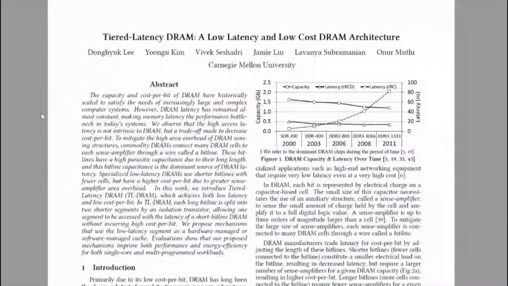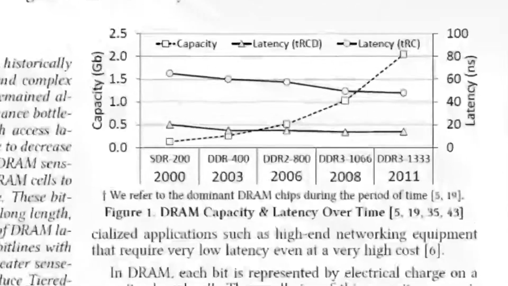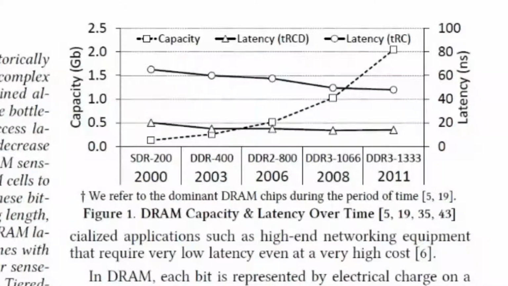So this paper is called tiered latency DRAM, or we will say TL-DRAM throughout this discussion. The main idea of this paper is to reduce two time constants, called tRCD and tRC. I hope you remember what these two time constants are. tRCD means row to column delay, or RAS to CAS delay, and tRC means row cycle time. So they are mainly trying to reduce these two timings.